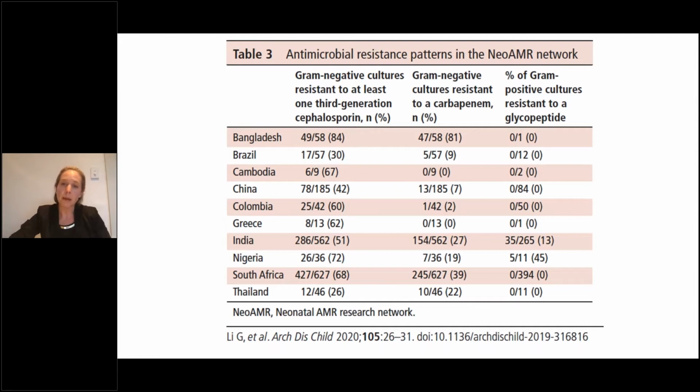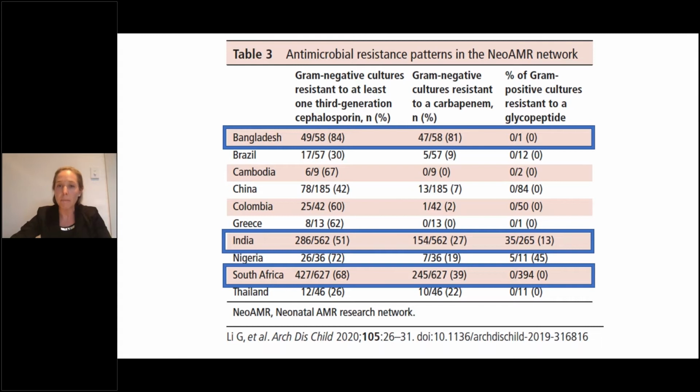And then this year, this paper from the NEO-AMR network, which is a huge network across many high, middle and low income country settings, published further elucidation of the epidemiology of infectious agents causing sepsis in neonates. And again, concerning levels of resistance in gram-negative organisms to third-generation cephalosporins, as you can see in the first column there, as well as to carbapenems. And I've highlighted some of those countries there that have quite significantly high rates of gram-negative resistance in those organisms.